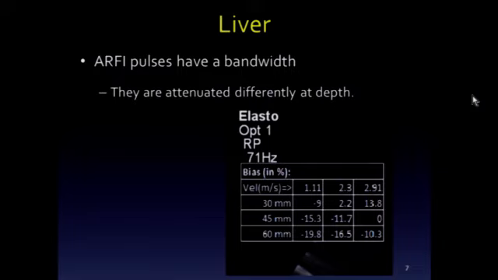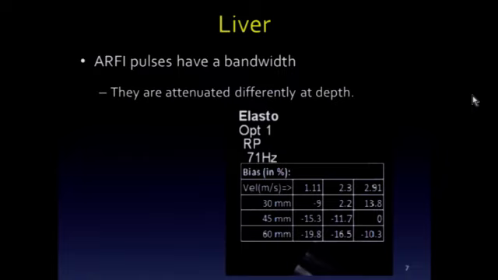Again, the RF pulses have a bandwidth, and they're attenuated differently at different depths. So depending on the vendor's range of the bandwidth of the pulses, that changes as we go through depth, because the higher frequencies are going to attenuate faster. And the shear wave speed is a function of the frequency. So again, these bias tables are available for different vendors.